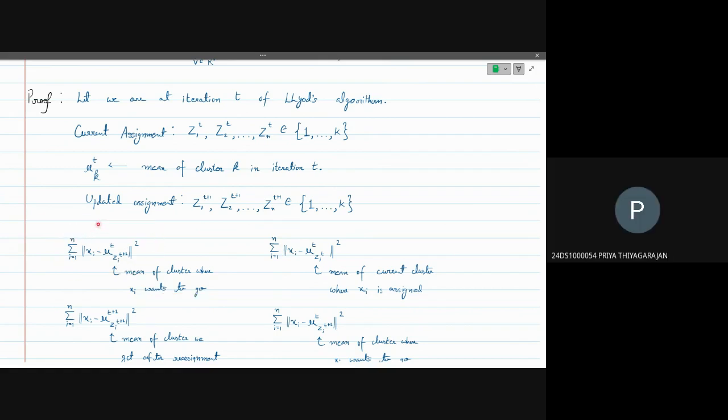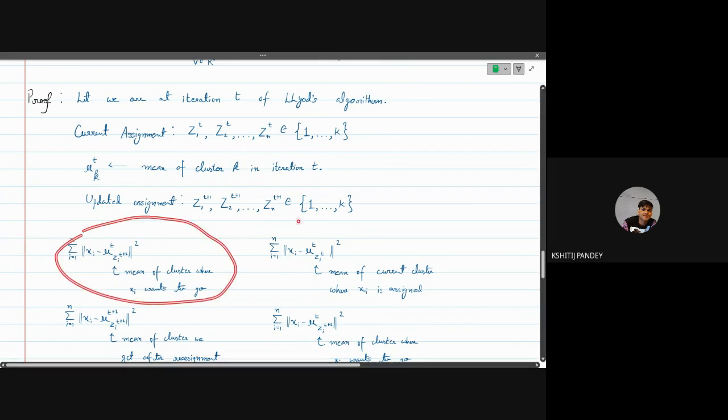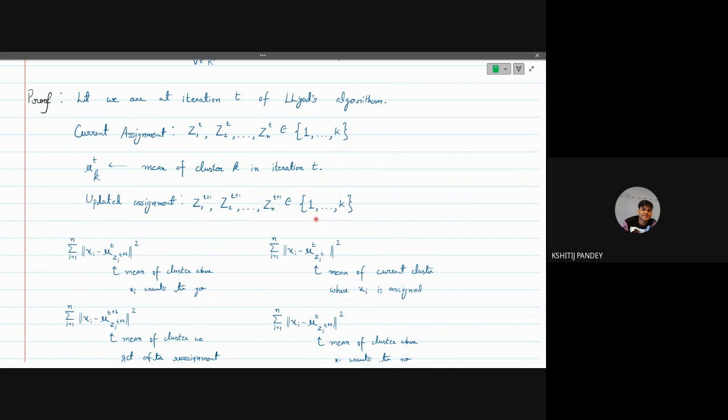Yes. So now tell me, what will be the relation between these two values? Will they be equal to each other, less than, greater than? What is the relation? The left one will be less. Yes, the left one will be less. And why is that? We are reassigning when the distance is less, right? So obviously, this value will be less. Is this clear? Yes.